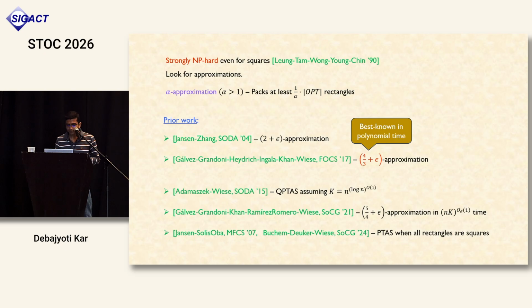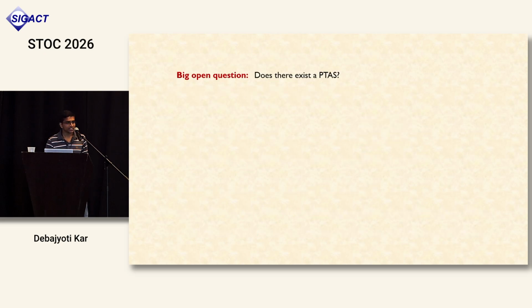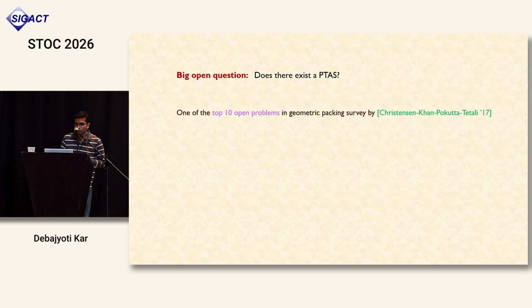So after all this, the big open question that remains is, does there exist a PTAS for the general problem? That is, now we do not want to make any assumptions about the input. We do not allow for super-polynomial running times. Can we get a 1 plus epsilon approximation in general? And in fact, there was a survey in 2017 by Christensen, Khan, Pokutta, and Tetali, where they made a list of the top 10 open problems in geometric packing, and obtaining a PTAS for the rectangle packing question was listed as one of these 10 problems.